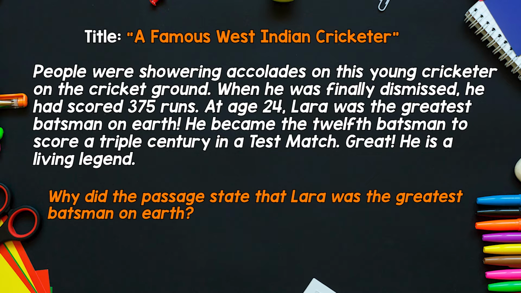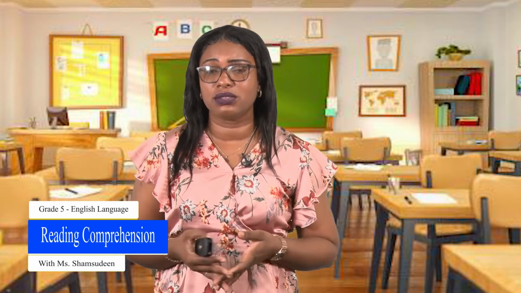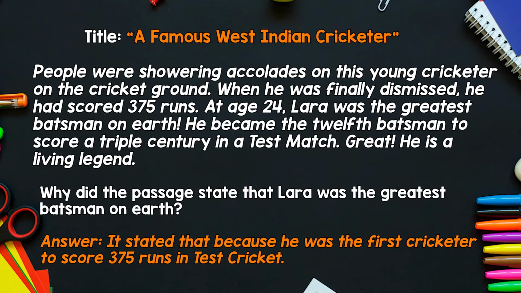Now, another question. Why did the passage state that Lara was the greatest batsman on earth? There were other batsmen who were also good, but why was he described as the greatest? Well, it stated that because he was the first cricketer to score 375 runs in Test cricket. So, there you have it.